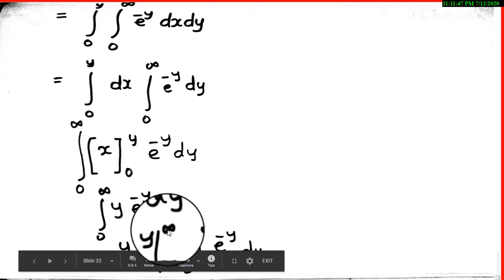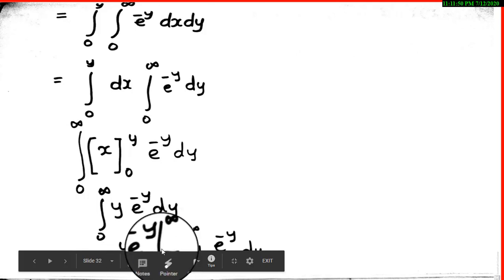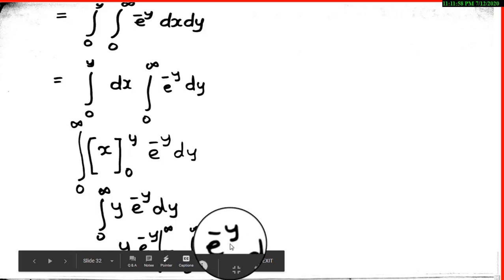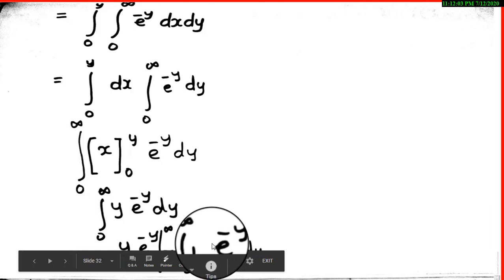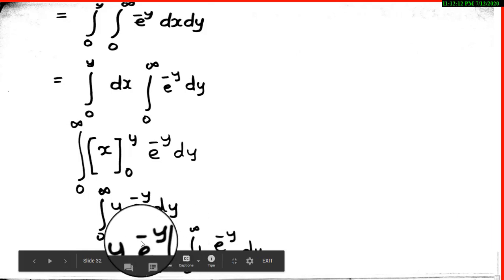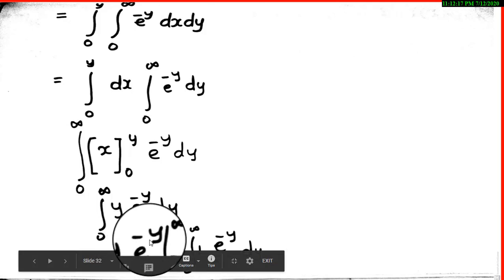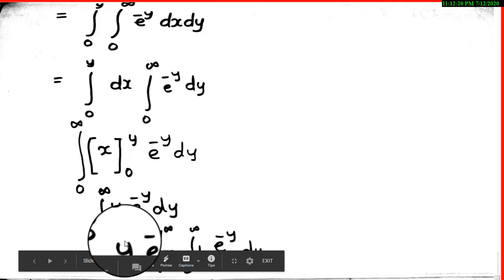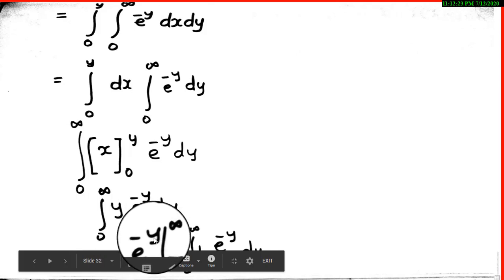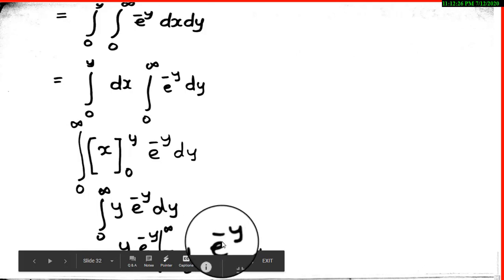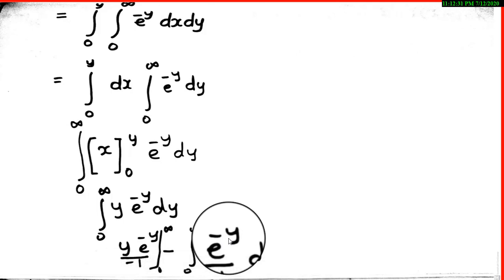If I substitute the upper limit as infinity, I'll get infinity into e power minus infinity. Minus, if I substitute the lower limit 0, it will be 0 into e power minus 0, that is anyway 0. Minus, over here I still have to integrate. So I'll get e power minus infinity, and the integration once again will give me e power minus infinity.